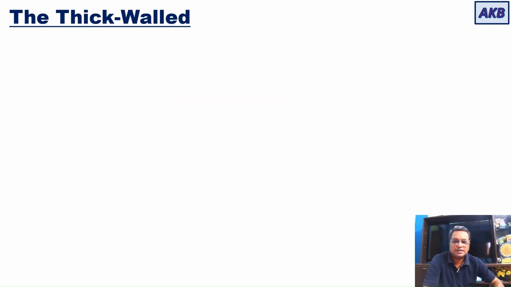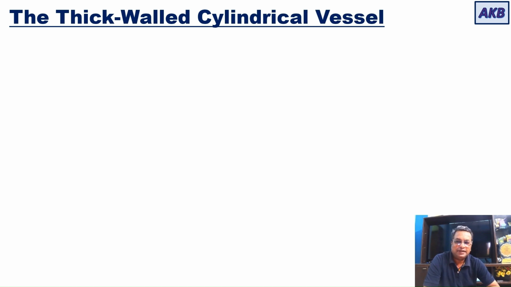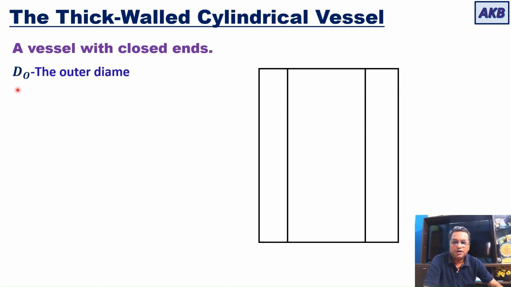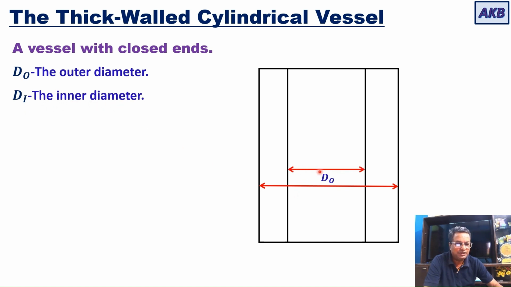Okay, now let us consider the thick-walled cylindrical vessel. So we are going to consider a vessel with closed ends. And now you can see that vessel, a cylindrical vessel where the ends are closed. And this is the wall of the vessel. Let DO be the outer diameter. So this would be the outer diameter of the cylindrical vessel. DI be the inner diameter. So this will be the inner diameter.